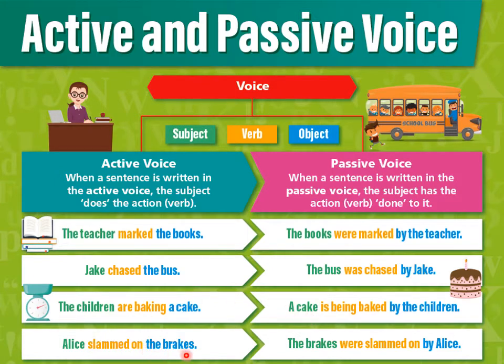Alice slammed on the brakes. Alice did the action. She slammed. While in the passive form, the brakes were slammed on by Alice. The brakes received the action.